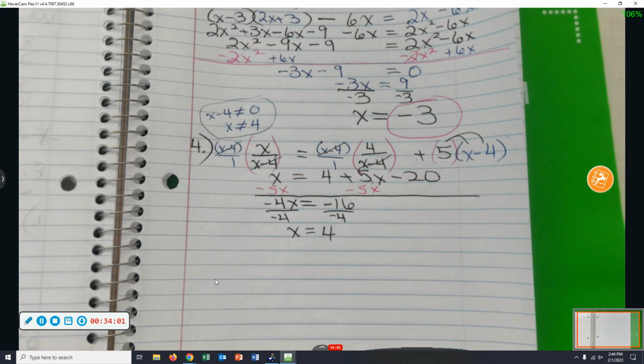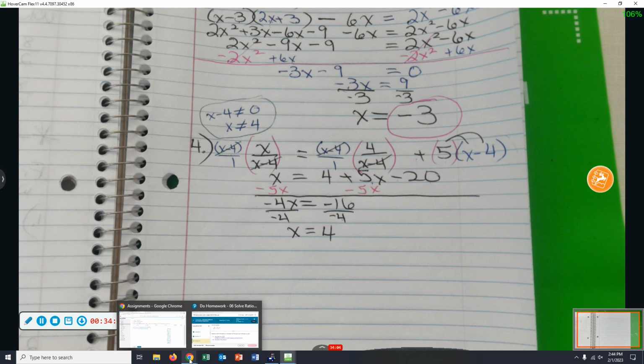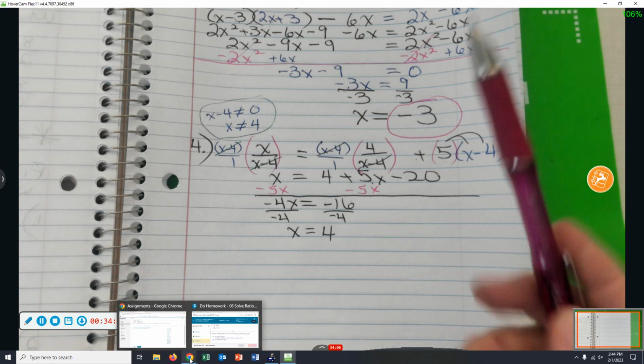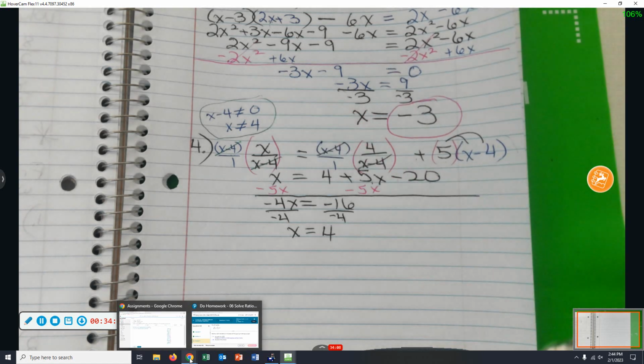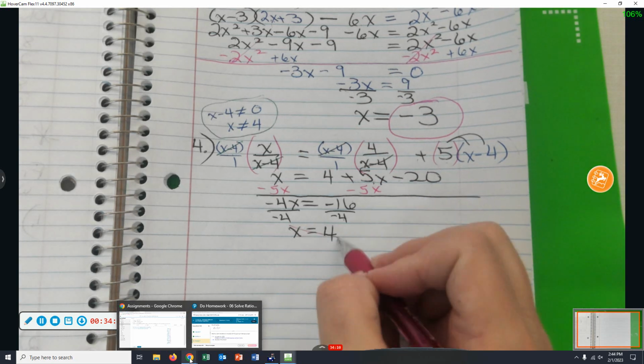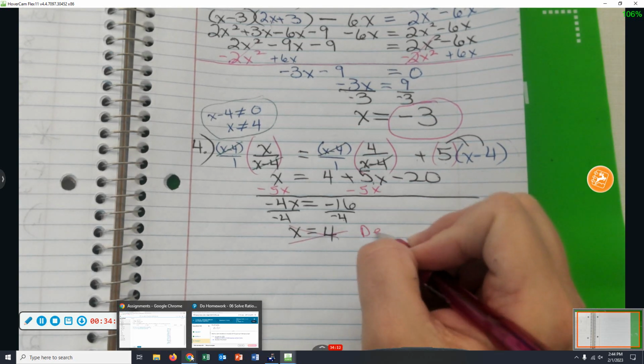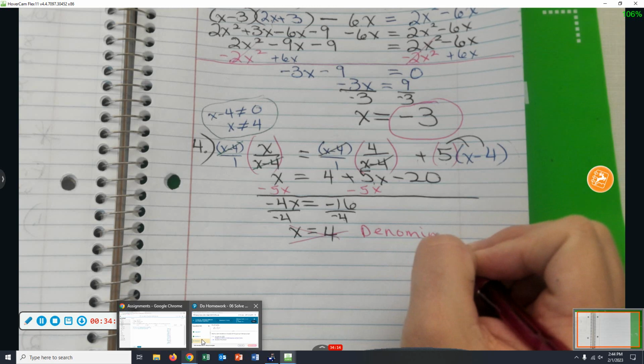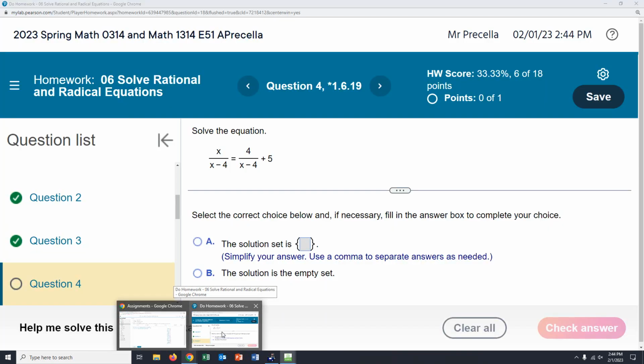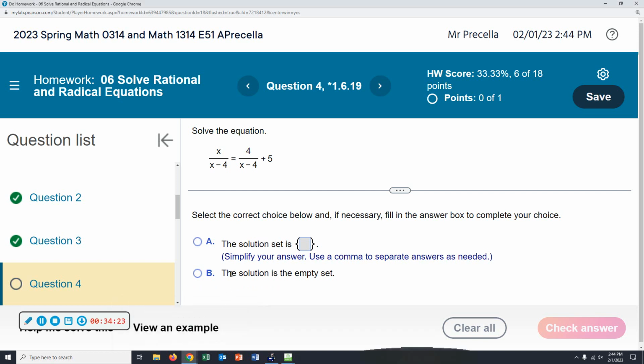But don't box that in. Remember, what number did we say x could not equal? 4. It couldn't equal 4. This number gives a denominator of 0. The denominator equals 0. We don't have another option here. So, we're going to have to select: solution is the empty set.